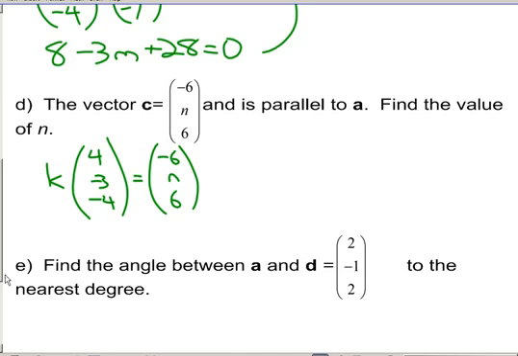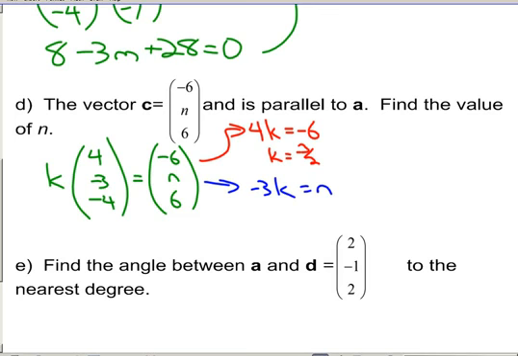Now, if I look at this just straight from vector methods, it's going to be hard for me to solve because it seems like I have one equation and two variables. But if I look at the parametric equations that come out of each row, it's pretty nice. I actually have 3 different equations and only 2 variables. So from the first row, I'd have 4k equals negative 6, which would give us k equals negative 3 over 2.